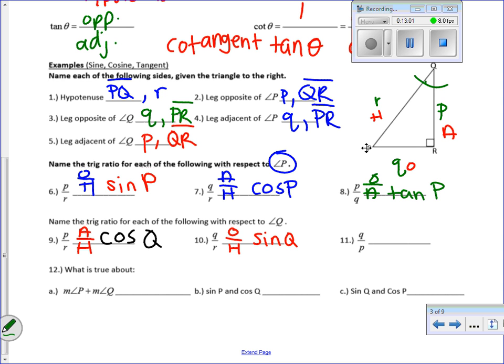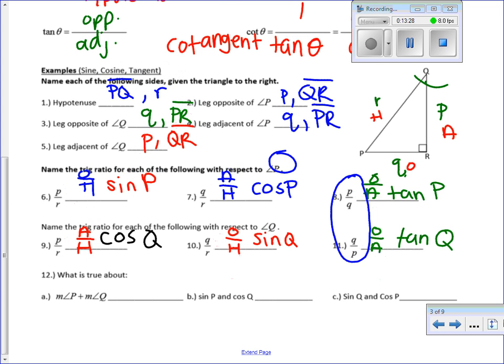And then Q over P is O over A. So that's going to be, I can't spell, tangent of Q. What's different between these two right here? They're both tangent. What's different about them? They're flipped because we flipped to the other angle, so they have to be flipped.